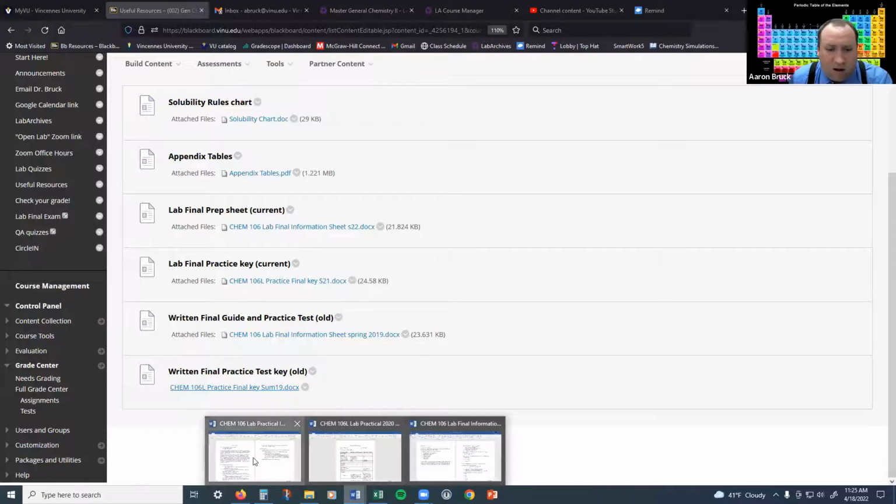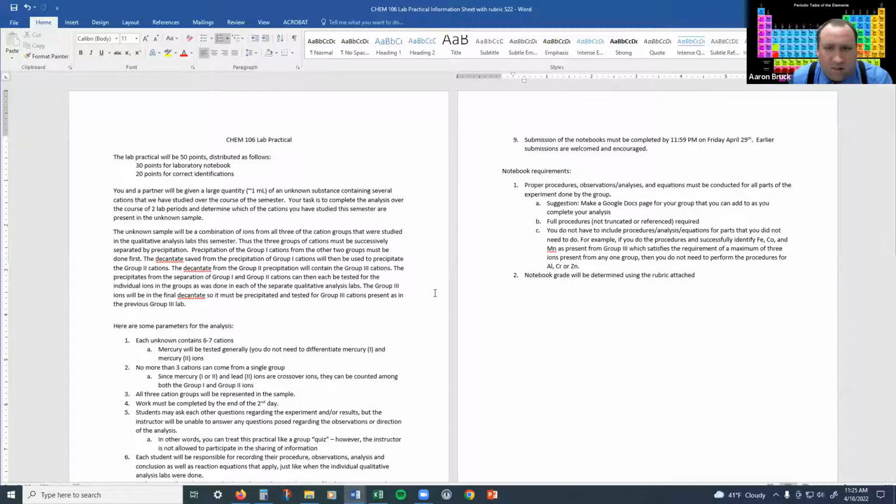So in the practical exam, the information that is important to you, and this information is being sent to you separately in an email, it's also on LabArchives. What we are telling you is this: the practical exam is 50 points in total. 30 of those points are for the group notebook that you will submit with your partner. 20 of those points will be for identifying the ions correctly that are there.